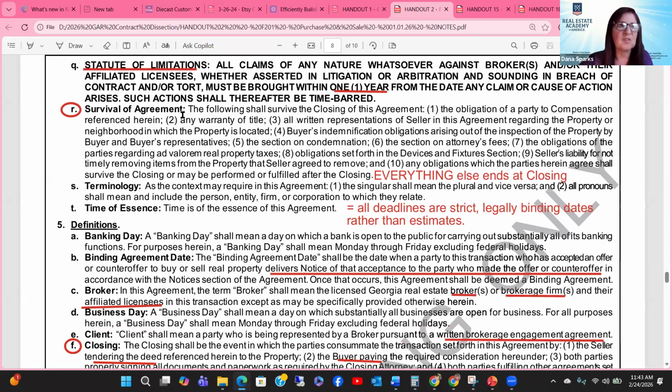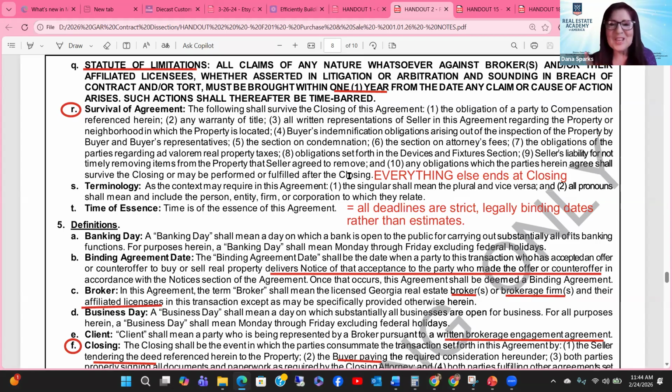Survival of agreement. This is what survives the contract. What does that mean? That means the agreements, promises, and consequences that the buyer and the seller agree to. When the contract closes, it closes and everything is done. No more responsibilities after that, other than the provisions that, quote, survive the agreement, survive the closing. And those are outlined here. For example, pay compensation, the warranty of title, all written representations of the seller with respect to the property and the neighborhood, buyer's indemnifications, obligations arising out of inspection, if the property was condemned, attorney's fees, their obligation to prorate ad valorem property taxes, obligations regarding devices and fixtures, liabilities, and so forth, or any obligation that they agree shall survive closing or may not be performed or fulfilled after closing.